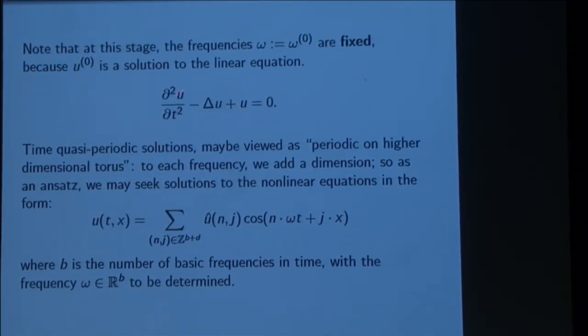So note at this stage that the frequencies omega equals omega 0 are fixed. These are frequencies of the linear equation, so they're independent of the amplitude. Time quasi-periodic solutions may be viewed as periodic on a higher dimensional torus. To each frequency, we add a dimension, so as an ansatz, we seek solutions of this form.